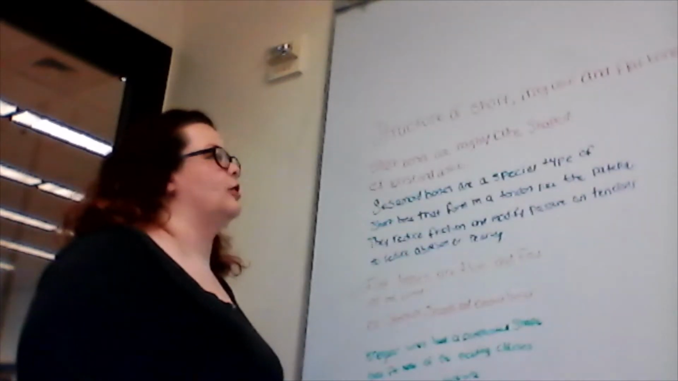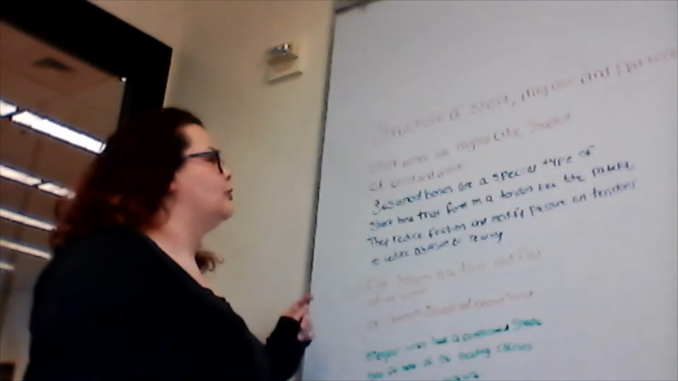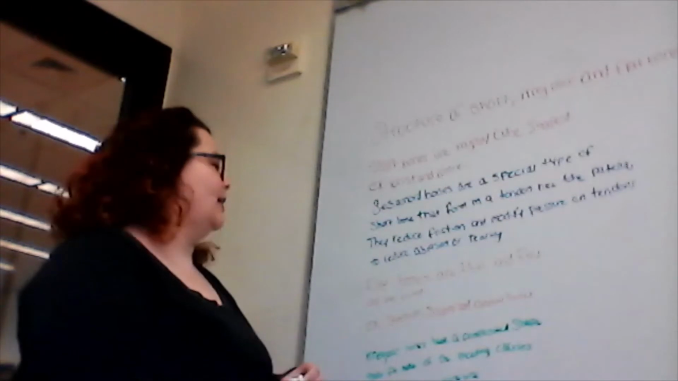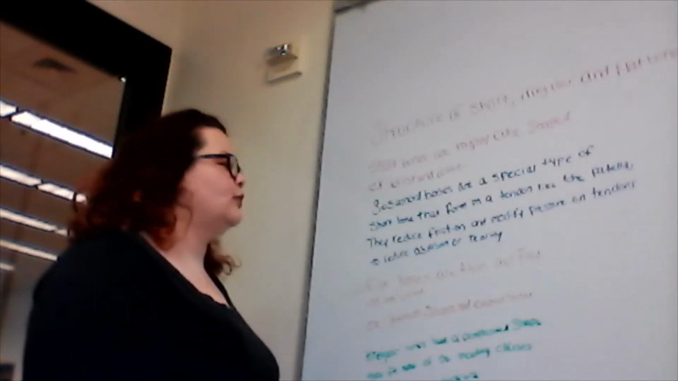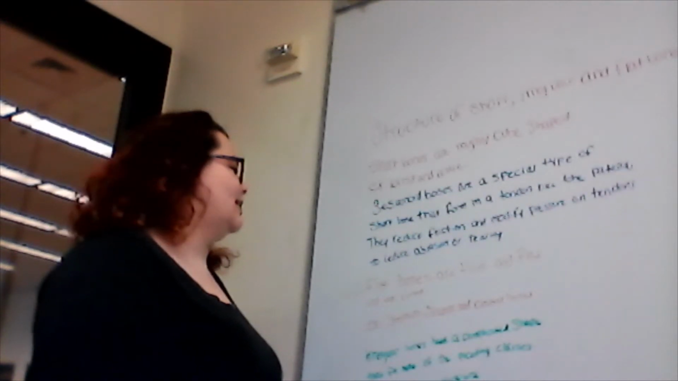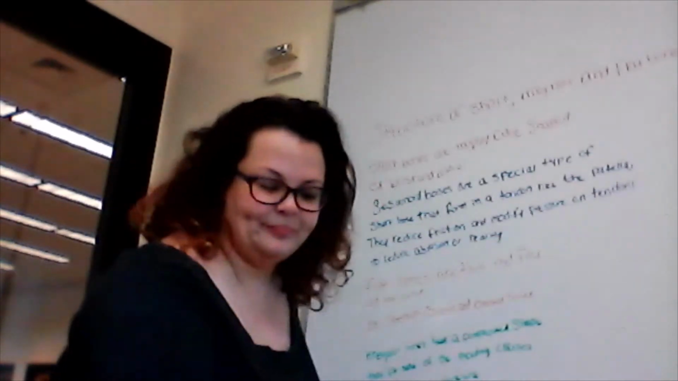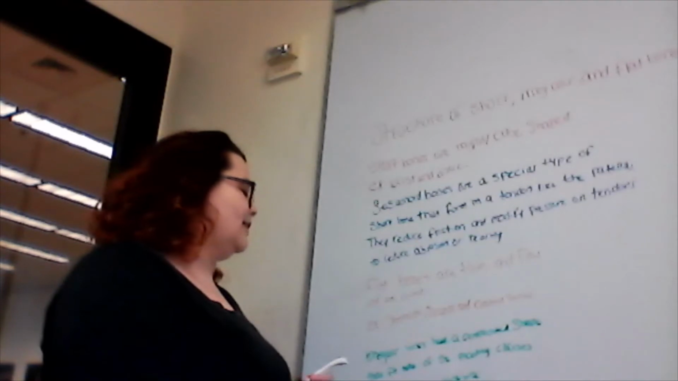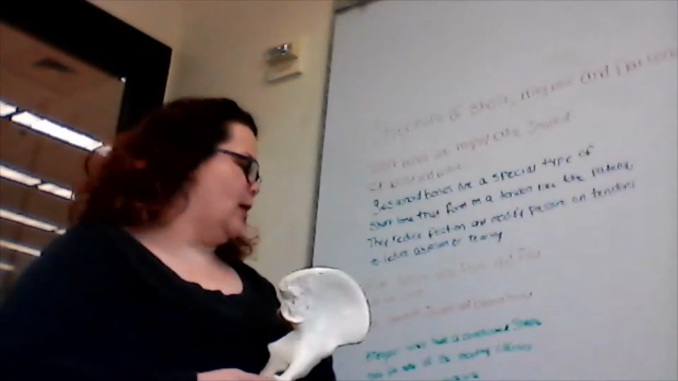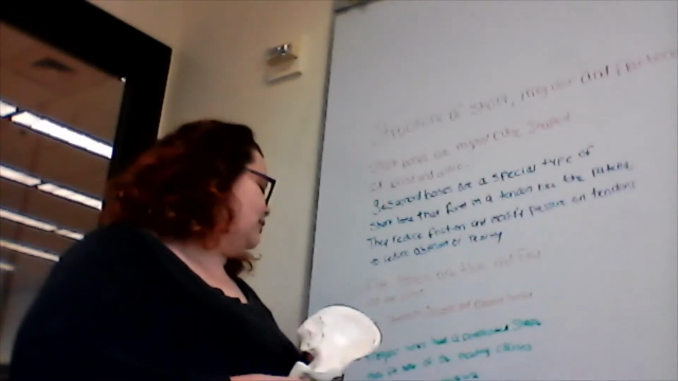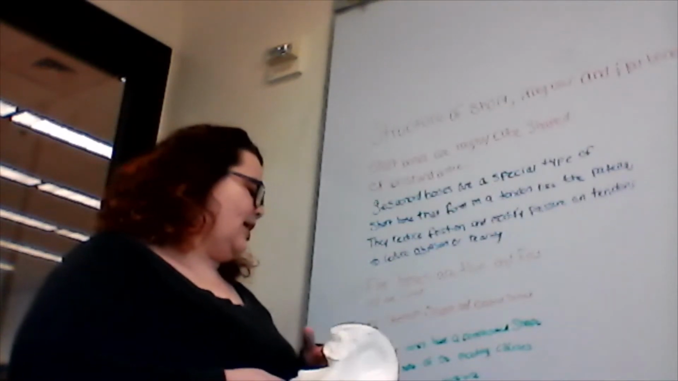Now we're going to talk about structure of short, irregular, and flat bones. Short bones are roughly cube-shaped. An example of a short bone is the wrist and the ankle. The sesamoid bones are a special type of short bone that forms in a tendon, like the patella. They reduce friction and modify pressure on tendons to reduce abrasion or tearing. Now we have flat bones. Flat bones are thin, flat, and curved. Examples are the sternum, scapula, and cranial bones. Lastly, we have irregular bones that have a complicated shape that does not fit any of the other classes. Examples are the hip bone and vertebrae.